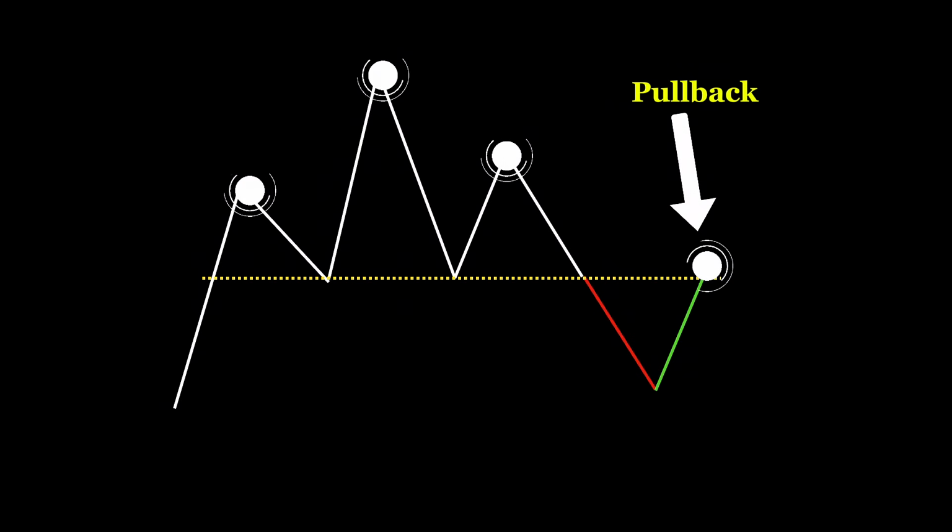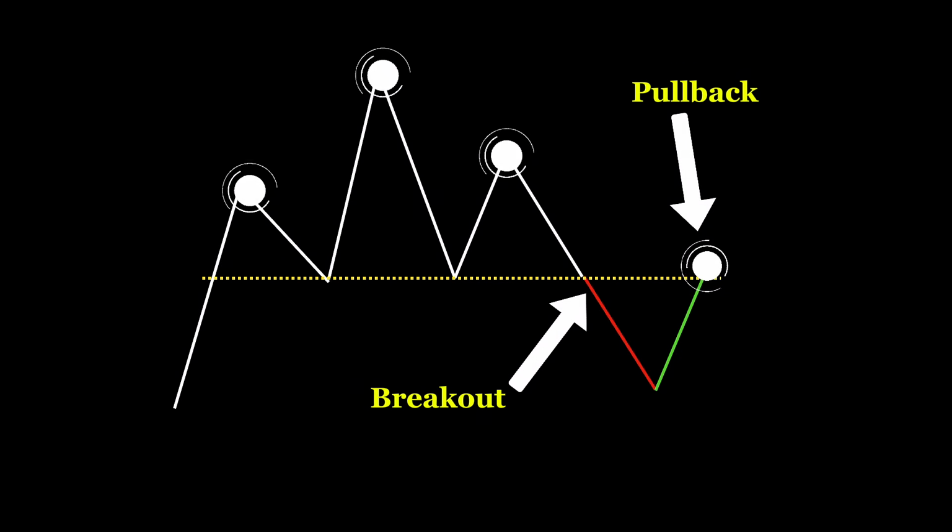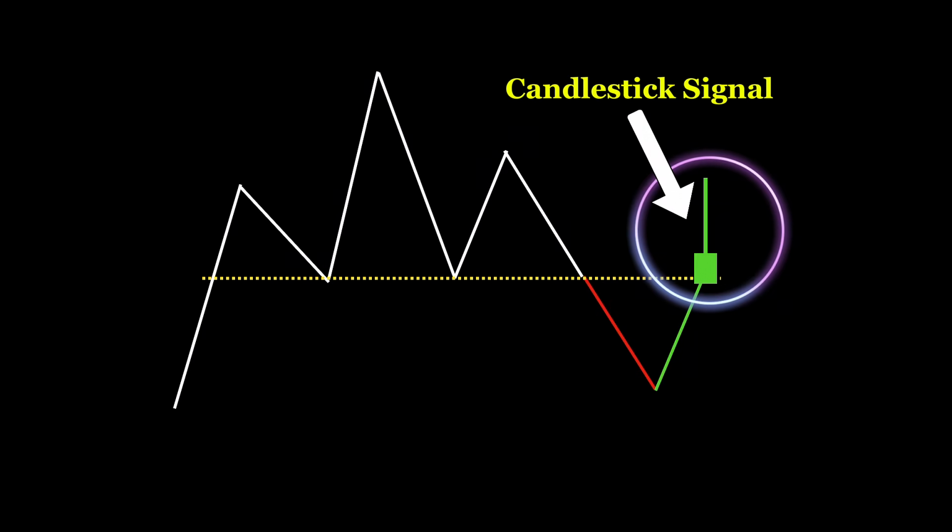Here's how it plays out. Price breaks below the neckline, confirming the trend shift. It then retraces back to the neckline area. You wait for signs of rejection, such as a bearish candlestick pattern, a wick, or a lower timeframe confirmation.